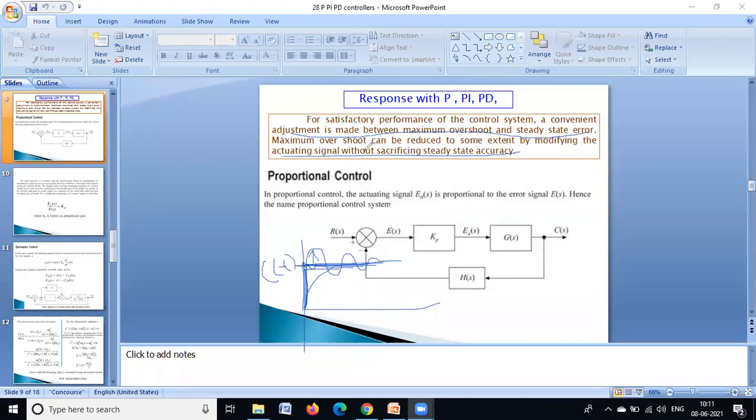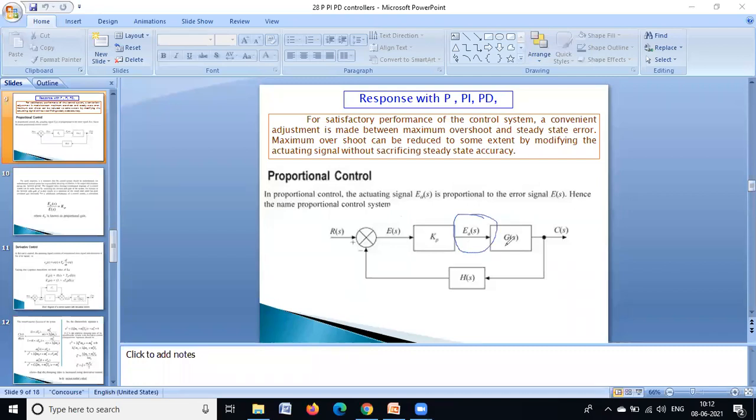so we have to reach the steady state value. Here our aim is to minimize the maximum overshoot, so within minimum time it has to reach the final value. The steady state error must be 0. So everything should be minimized at a time. That is our aim. This can be possible by adjusting the actuating signal.